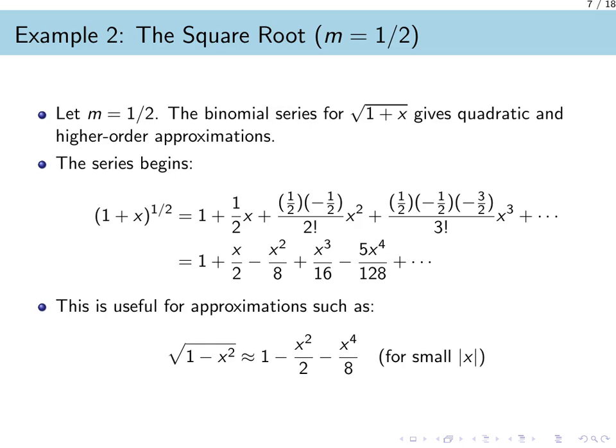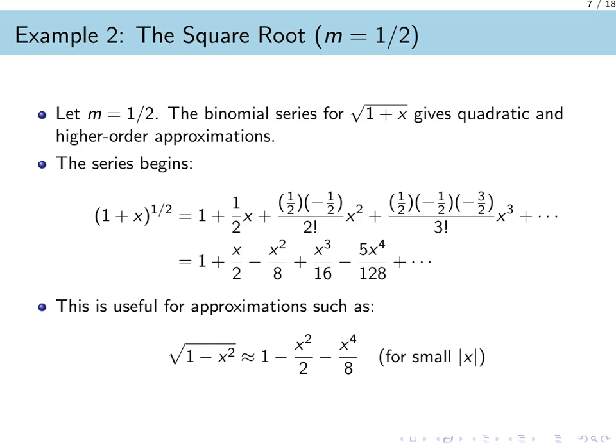Let us now apply the binomial series to a very common and important case, approximating the square root of 1 plus x. This is equivalent to setting our exponent m equal to 1/2. Plugging m equals 1/2 into the general formula generates the series shown here. The first two terms, 1 plus x over 2, should look familiar. This is the standard linear approximation for the square root function when x is small.